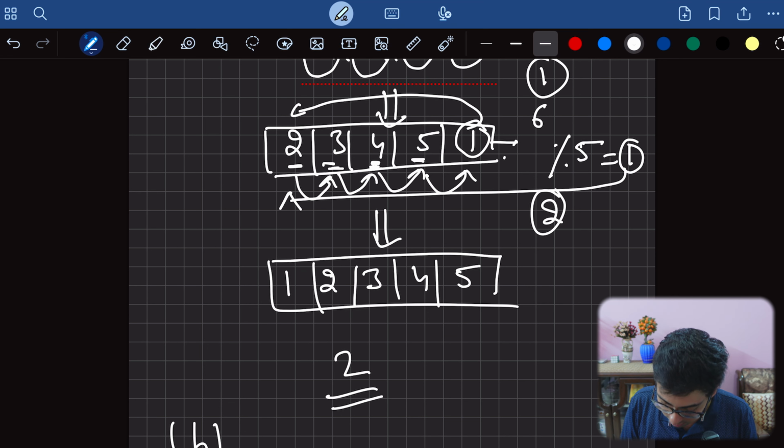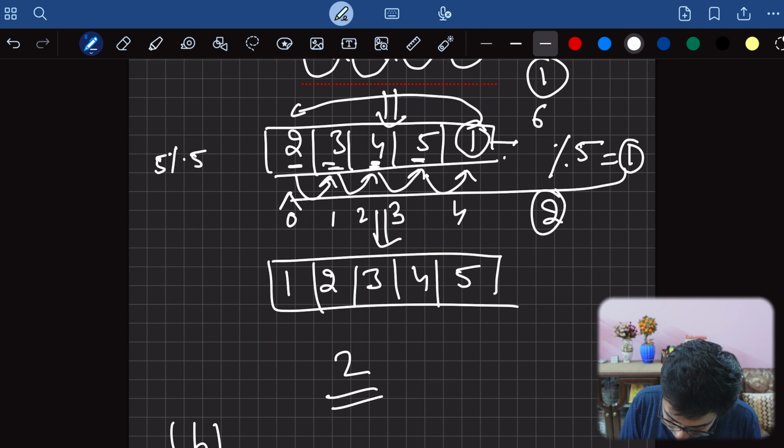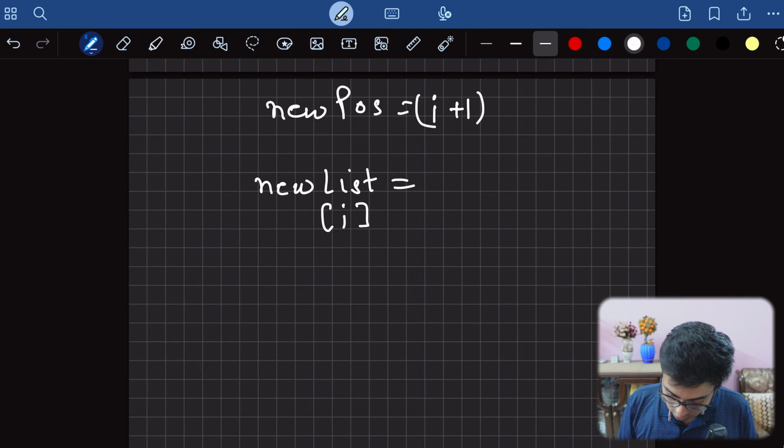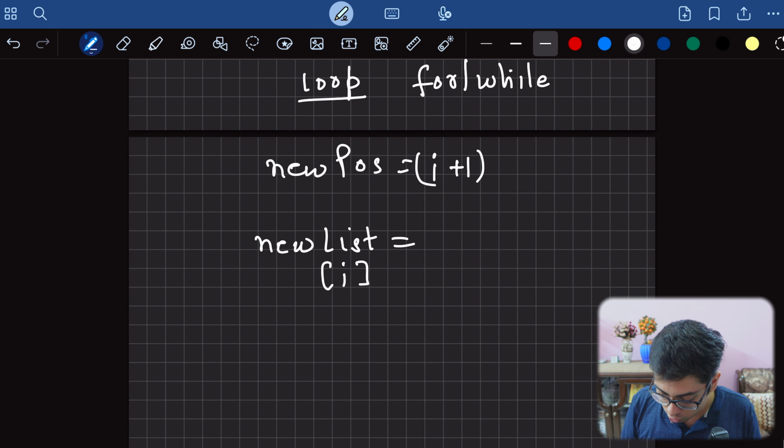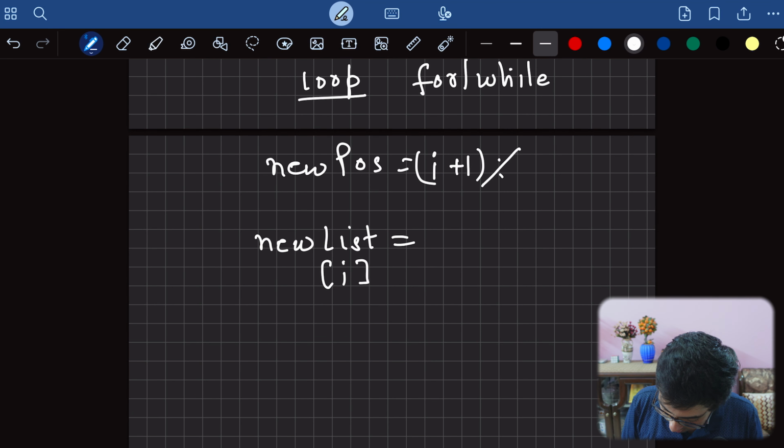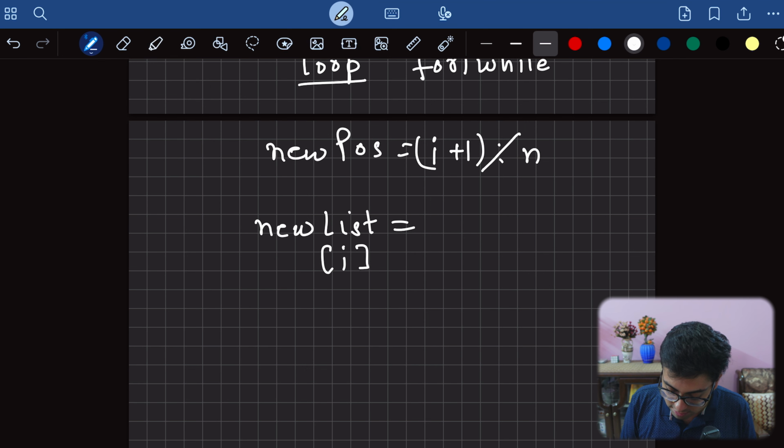You can also consider from 0: 0, 1, 2, 3, and 4th index. If you shift from 4 to 5, then it's going to be 5 modulo 5, which is the 0th index, which is also the beginning. I just explained from the first index because it's easy to visualize. But I know a lot of these nerdy programmers are going to say, you don't even know how an array works. For the new list, first you're going to store the position. So it's going to be percentage n. That's that.